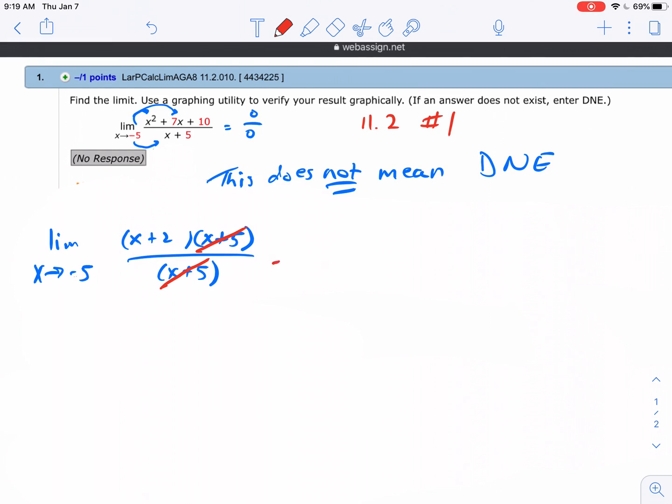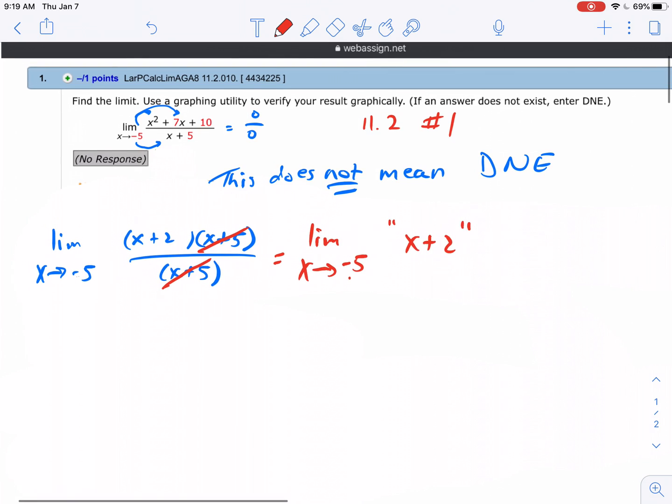So this function is really, and I'm going to put air quotes around it, behaving like x plus 2. It's not x plus 2, but it behaves like that. I know I can't use negative 5, but now that I've done my factoring, when I take that negative 5 and plug it in, I get negative 5 plus 2, which is negative 3.